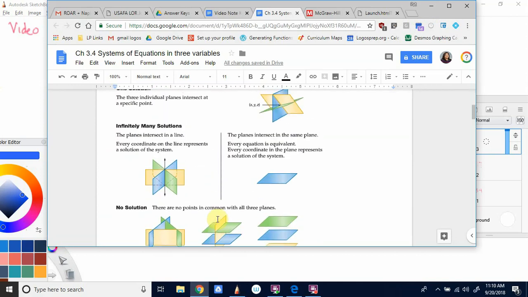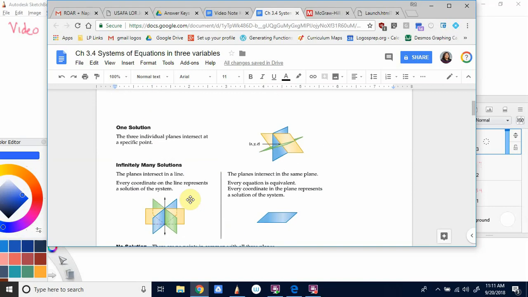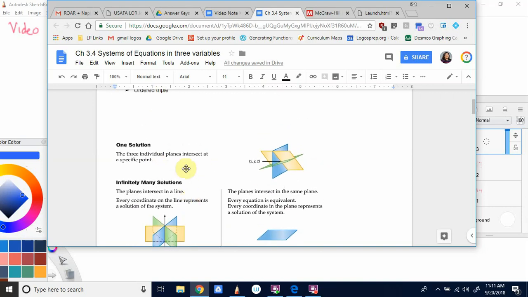And let's look at the types of solutions we have. Because there are 3 variables, we actually have a plane, right? So we're going to have one solution, infinite solutions, or no solution. So here are the categories. When you have one solution, the blue, the orange, and the green represent 3 different planes, and they're going to intersect at one point, x, y, z.